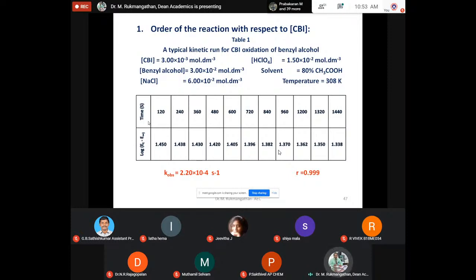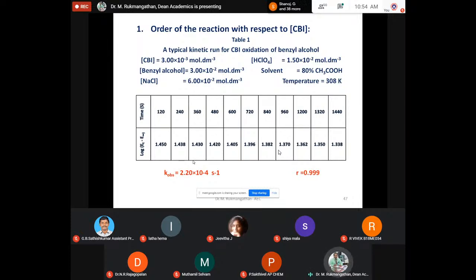The EMF value of the cell has been noted with the help of a potentiometer. These are the interpretations of the results for this case. This is the time interval in seconds. This one is the EMF value. The first reading is E naught. The EMF value obtained for different times is E t. The final reading is E infinity.